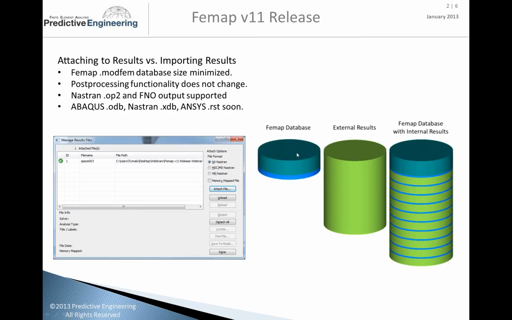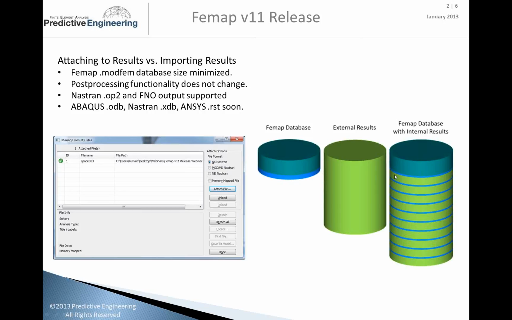This is the Femap database. This top green chunk here is your model. That's your elements, your loads, and your results are this big lime green chunk over here. And this is kind of representative of the memory size. And with internal results, you've got a little bit of overhead for processing the type of results that Femap generates, like your von Mises stress or your enveloping stresses.